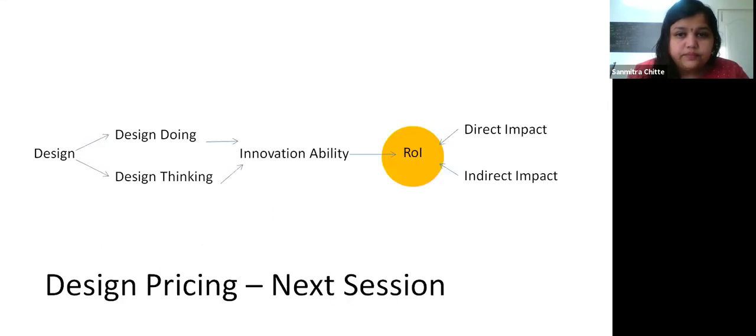Now, once that is done, you come up with the return on investment, and with that return on investment you can not only convince your management, you can apply for funding. You can go ahead and showcase this return on investment to, say, whatever your CAs or your chartered accountants, and of course take their help in coming up with that. So this will be a very simple formula of coming up with a return on investment of your innovation ability, which was built because of design thinking and design doing in your organization.